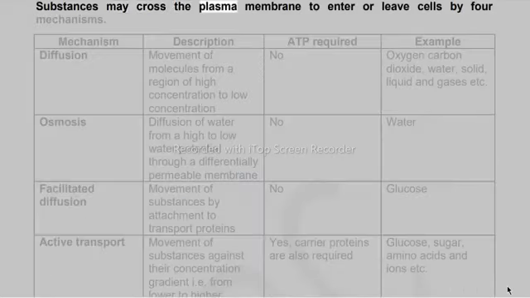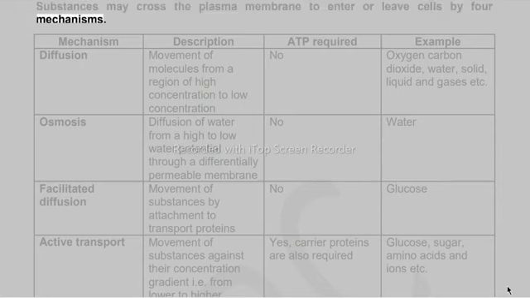Substances may cross the plasma membrane to enter or leave cells by 4 mechanisms. Mechanism, description, ATP required, example. Diffusion: movement of molecules from a region of high concentration to low concentration. No ATP. Examples: oxygen, carbon dioxide, water, solids, liquids and gases, etc. Osmosis: diffusion of water from a high to low water potential through a differentially permeable membrane. No ATP. Example: water.